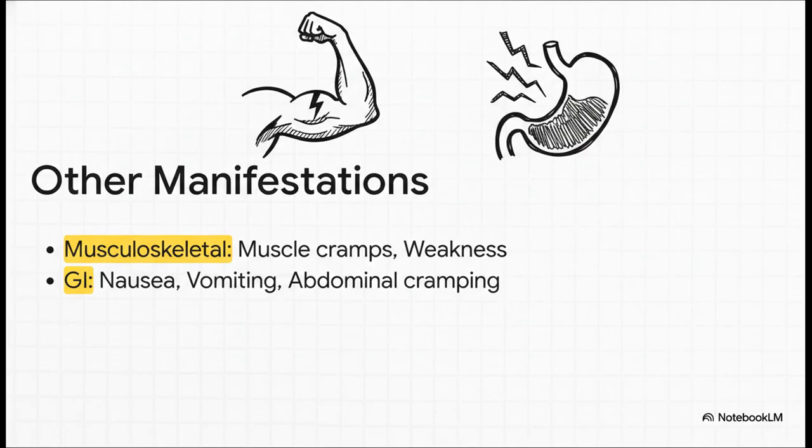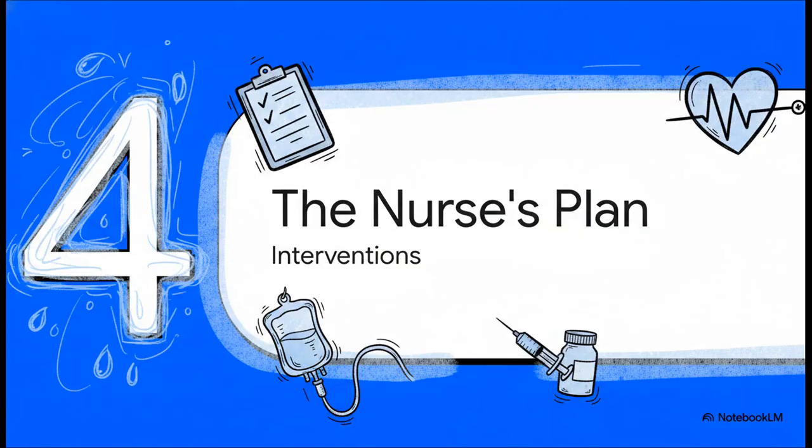It can also mess with the GI tract, leading to things like nausea and vomiting. These are important to notice, for sure, but they are always secondary to those life-threatening changes happening in the brain. Okay, so you've assessed your patient, you've identified the problem. Now, what are you going to do about it?